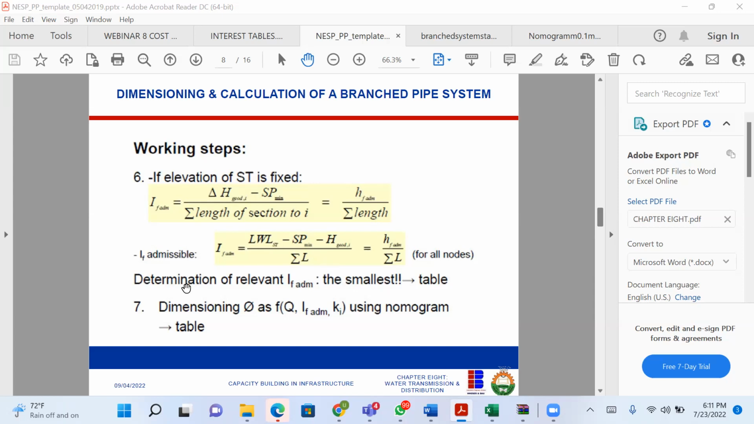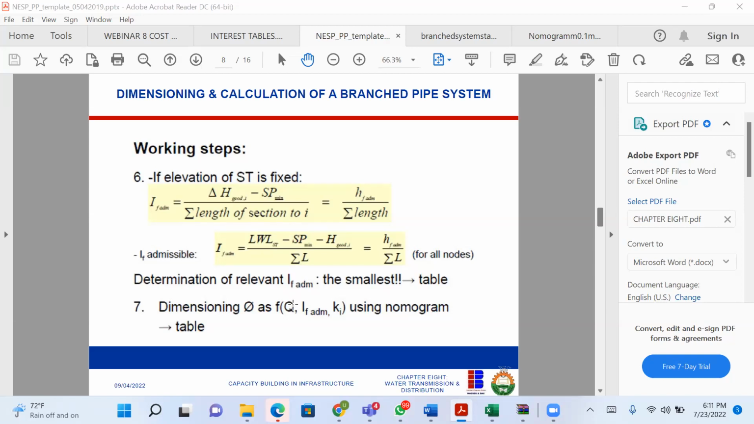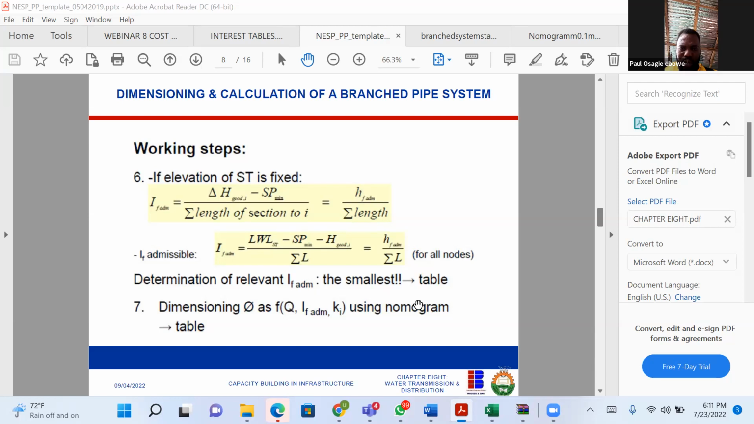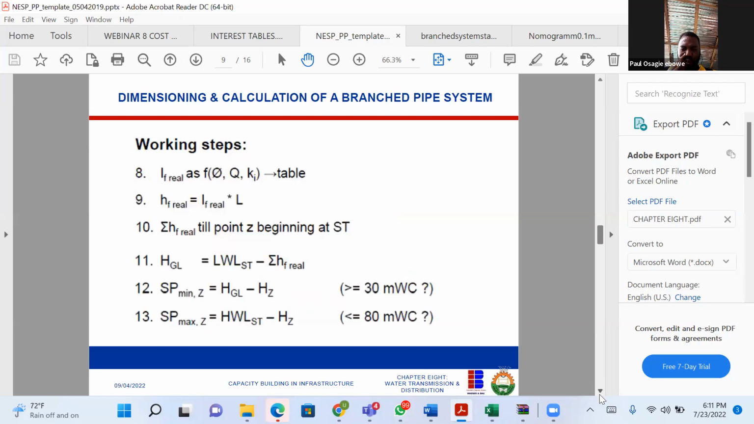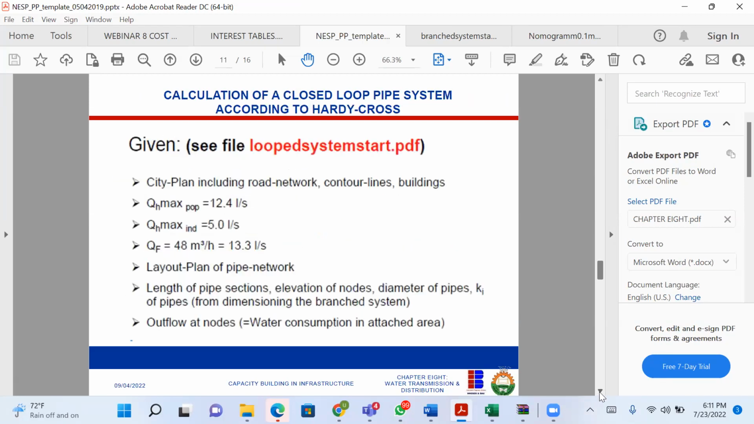Then for the next, the same thing you do is you now determine your diameter as a function of discharge, slope, and roughness factor using nomogram table. So this other one is if you're working backward, if you now want to determine whether all those ones are met. For instance, you want to check if your service pressure is not exceeded.